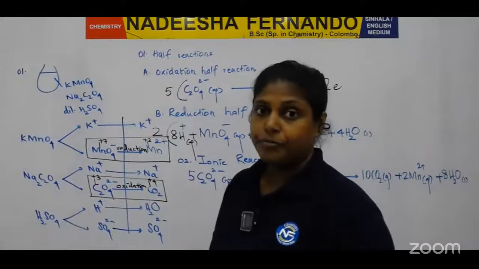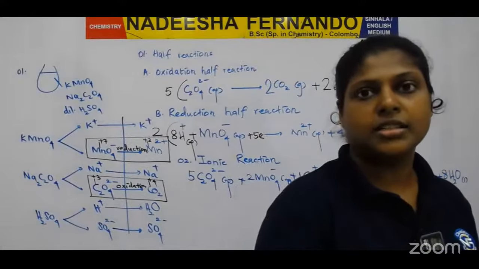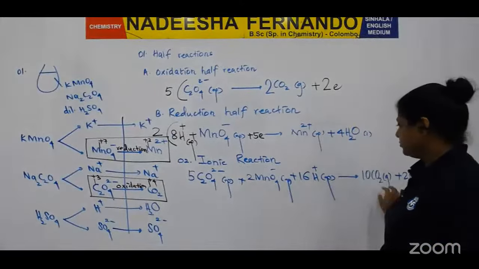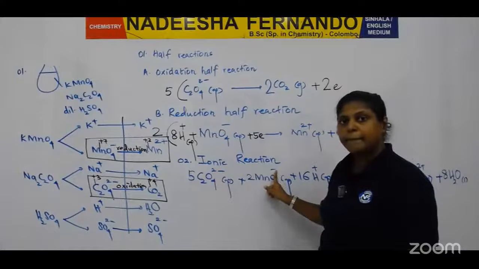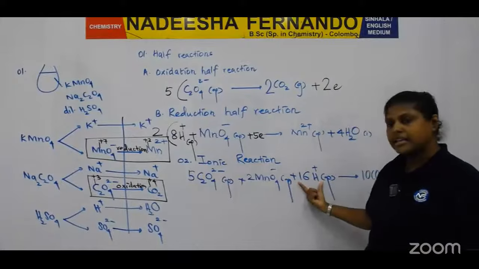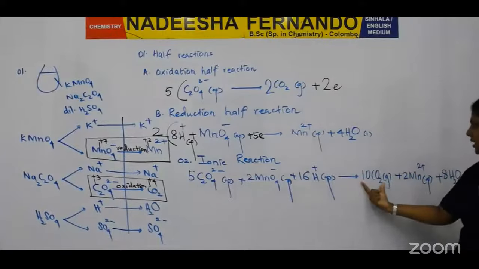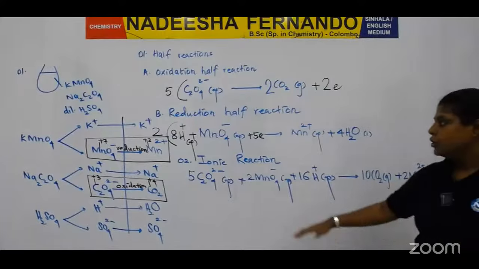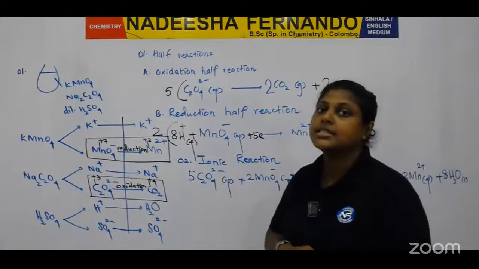How do we know whether the reaction is balanced? Check the charges of both sides. Here 5 times minus 2, minus 10. 2 times minus 1, minus 2. Minus 10 minus 2, minus 12. Minus 12 plus 16, plus 4. This side: 0 plus 4, plus 4... 2 into plus 2, plus 4. So this side also has plus 4. So the ionic reaction is completely balanced.